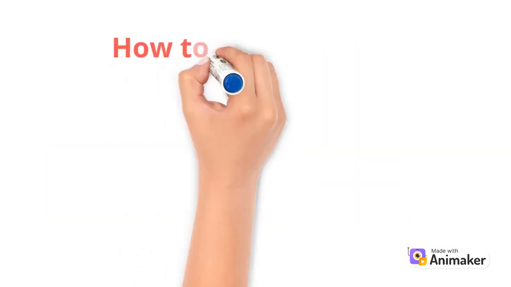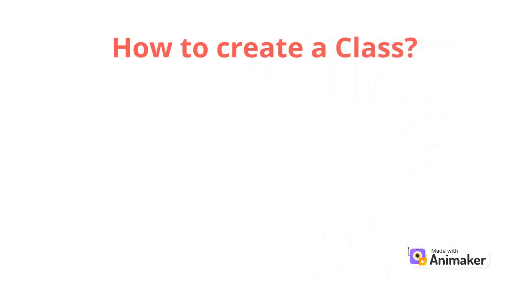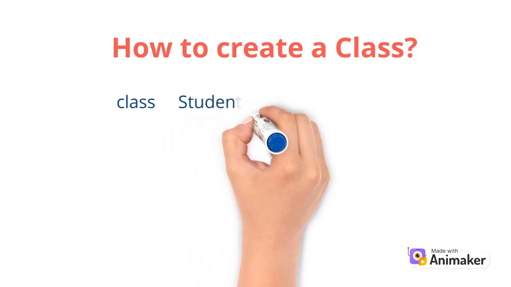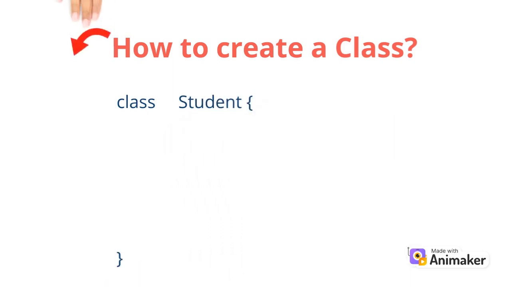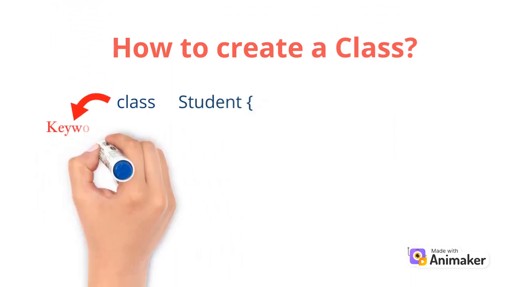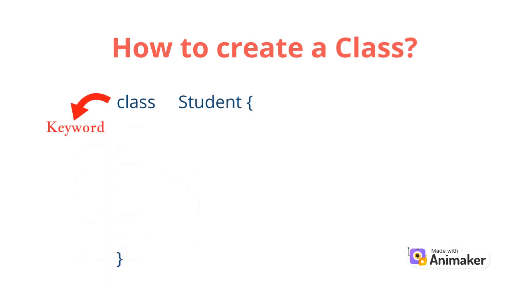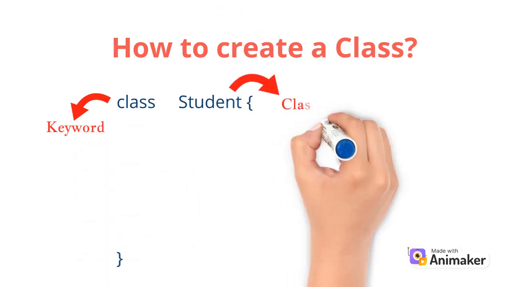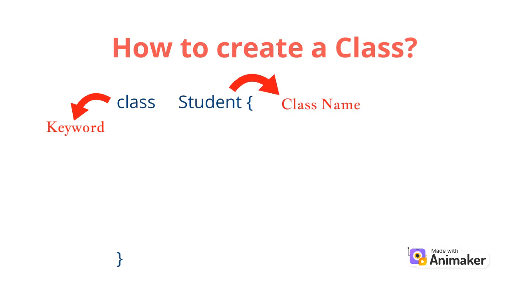Now let's see how to create a class and object. Let's look at some code. We have the general form of a class. You are going to have a keyword class, which represents any class. Then you are going to give your class name. And then the body of the class would live in between these two curly braces.